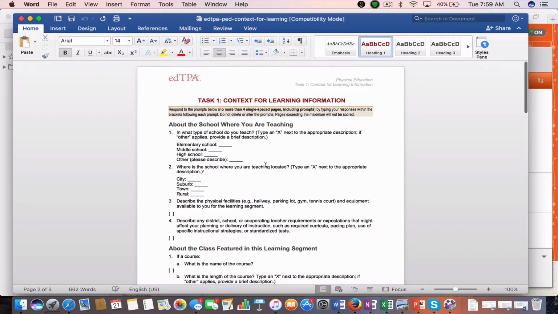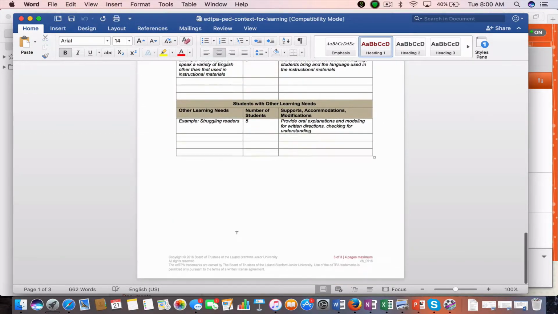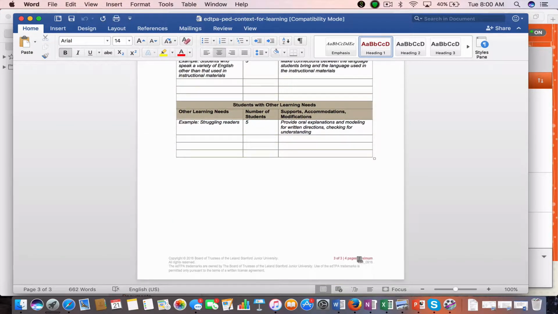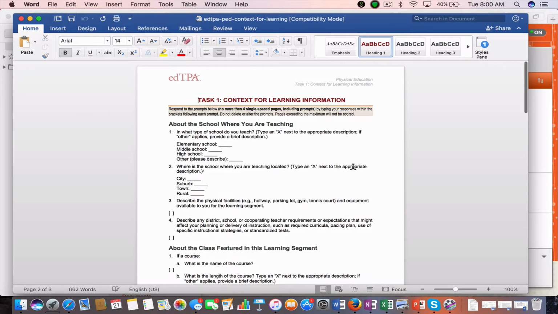All of the information that you're going to need to complete 1A is going to be from your Task 1 from your teacher work sample. So you've already done this work, you just need to copy and paste. And notice on these templates a couple of things. You only get 4 pages, okay? You only get 4 pages, and that's because they want to make sure that you don't write too much. So try to keep that within 4 pages, okay? And again, you're just filling out, and this is a draft.